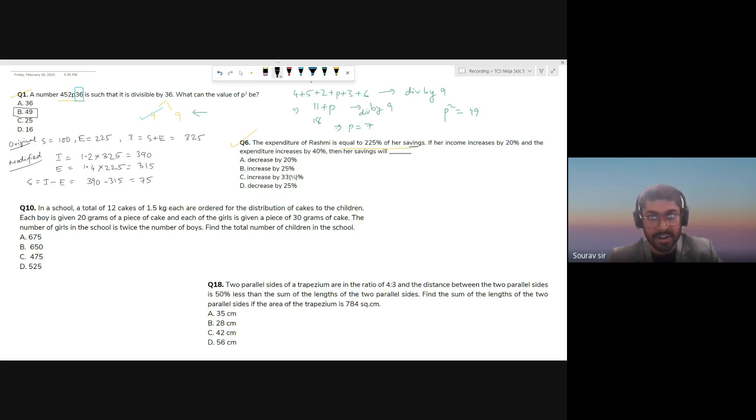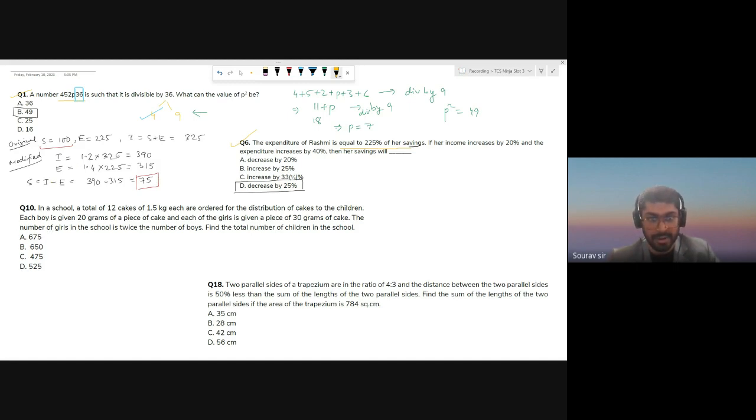Now we started our problem with the assumption that her savings was 100. And now her new savings is 75. So it's a decrease of 25. Decrease of 25 on 100. So that means the decrease is 25%. See, if you had assumed X, then this calculation would have been difficult. Just assume 100. All right, next problem.